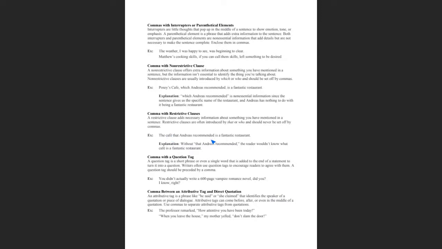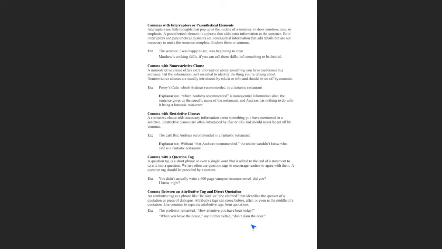Because if you say the cafe is a fantastic restaurant, the question then is what cafe? And so that Andre is recommended is needed there. Other times when you have a question tag, so when you're doing something with quotations, I'm not going to go over that in detail because it's rare that you're going to be doing that in this class. And most of the time, most of you know how to do that.